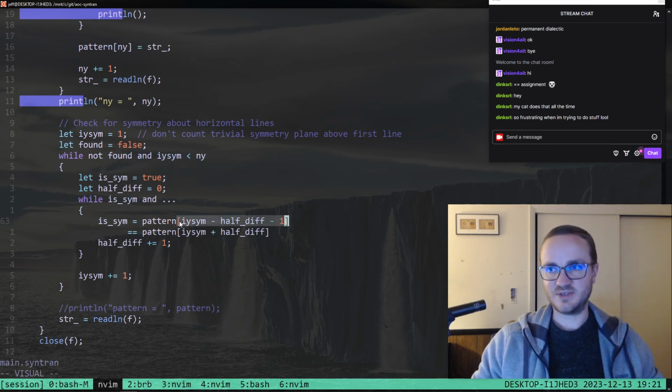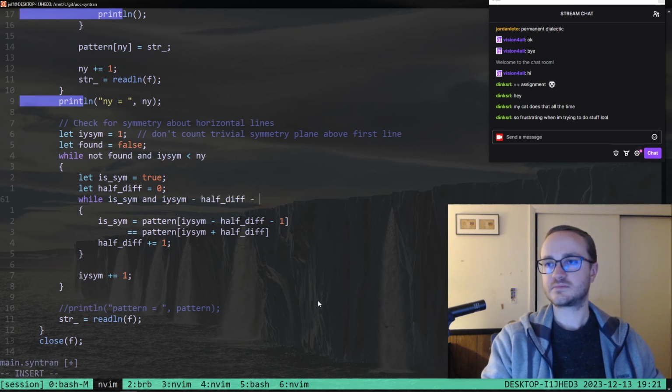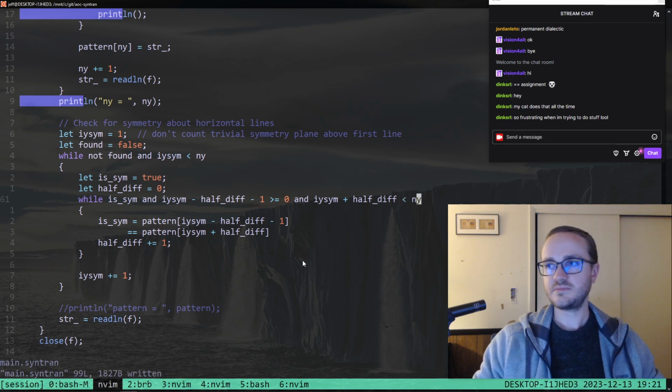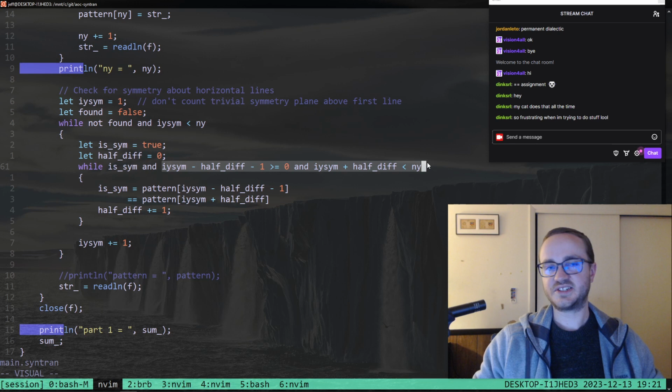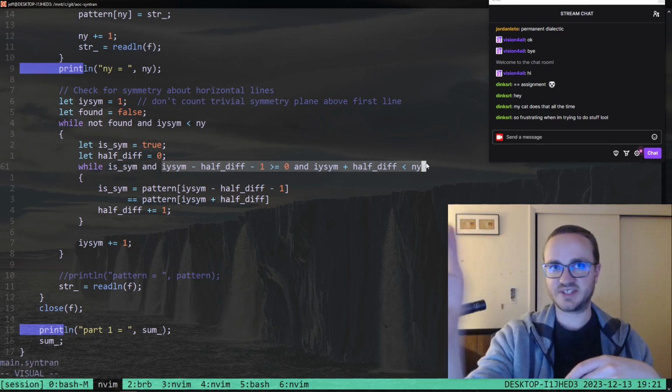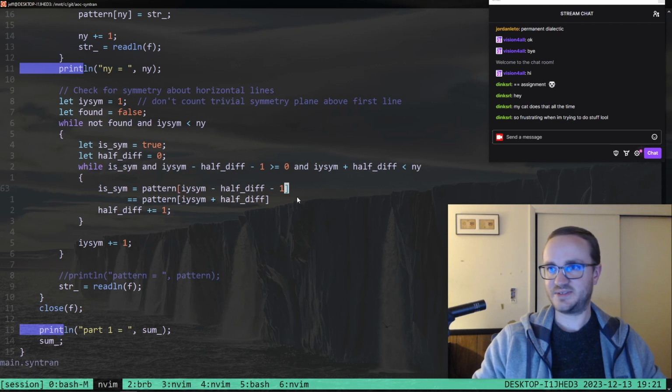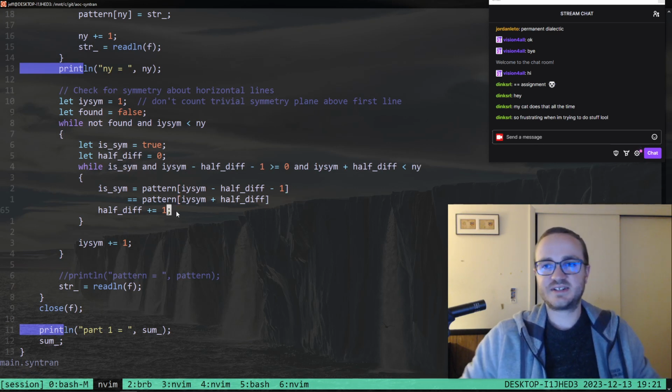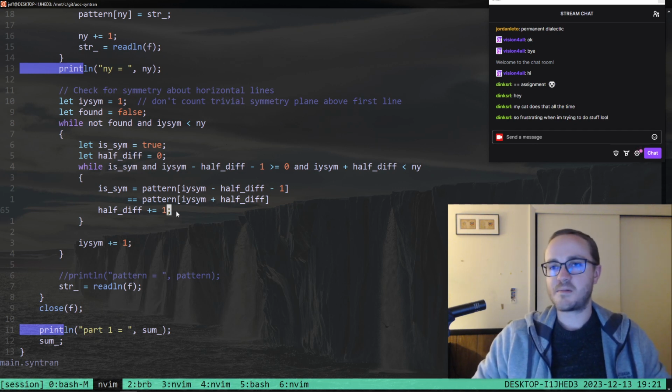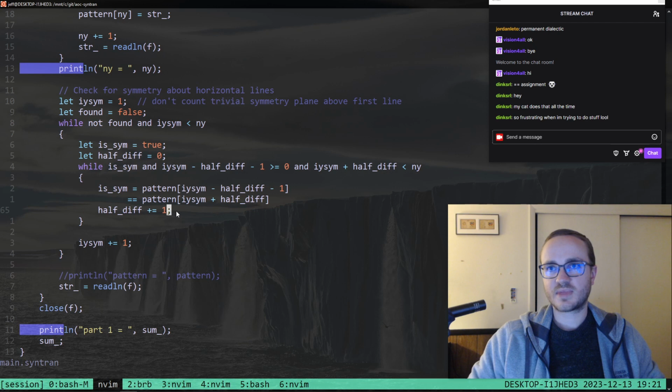So basically this has to be greater than or equal to 0, and this has to be less than ny. So if any one of these conditions occurs, then the lines that I'm checking are outside of the pattern. And I don't want to check there. That would be an out of bounds array index. I think that's it for the horizontal line symmetry.